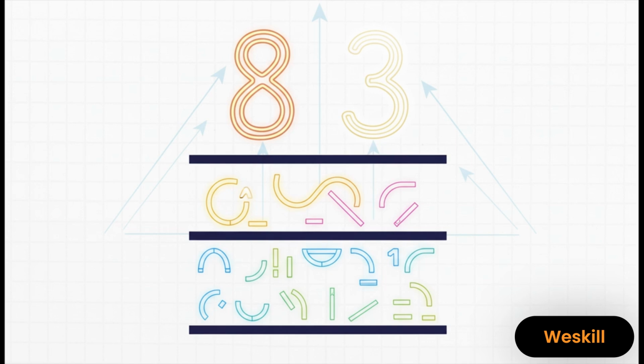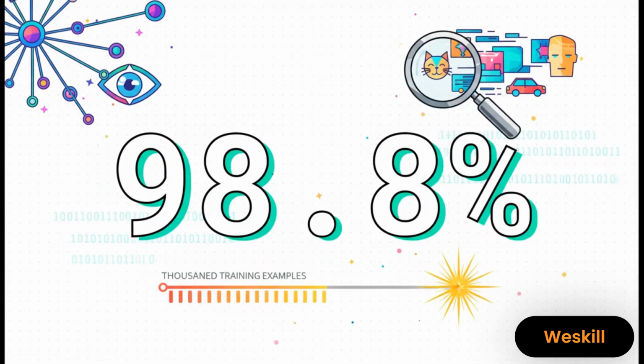The network isn't just memorizing what a 7 looks like. It's actually learning, layer by layer, in a hierarchy. It learns what simple lines are, then it learns how those lines combine to make the shape of a 7 versus a 1. It's building a genuine understanding from the ground up. So, the moment of truth. How well does it actually do? After all that training, the model achieves a mind-blowing 98.8% accuracy.